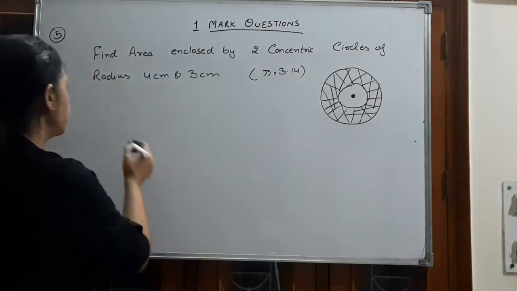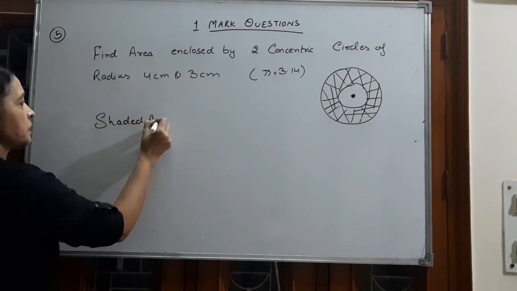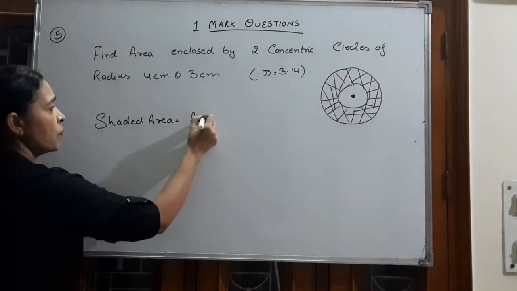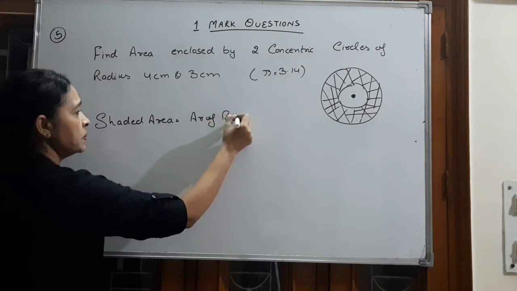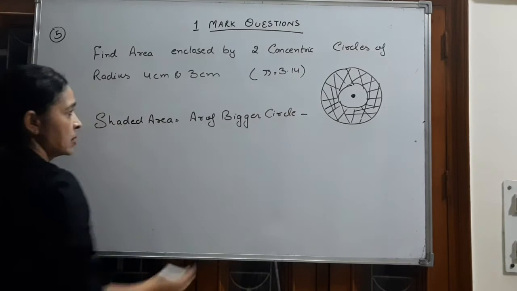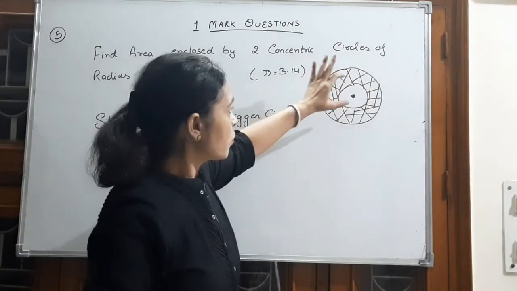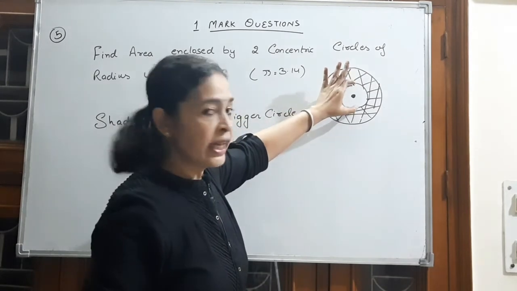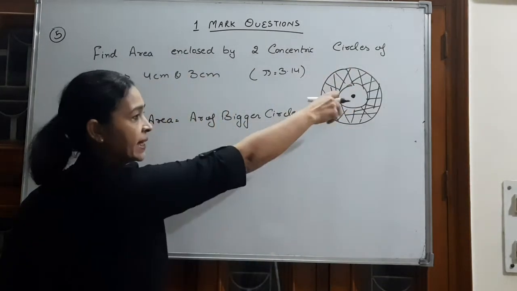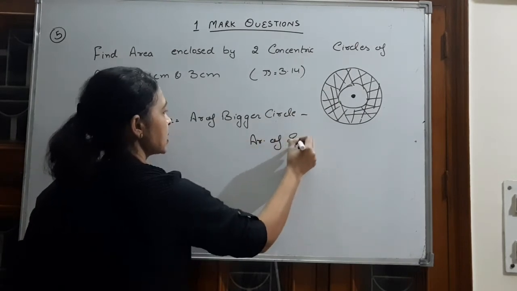How can we find it? Shaded area will be the area of the bigger circle minus. When we get the area of this circle, we get the whole area. From this, if we subtract the area of this smaller circle, what will we get? The shaded portion. Shaded portion equals area of bigger circle minus area of smaller circle.